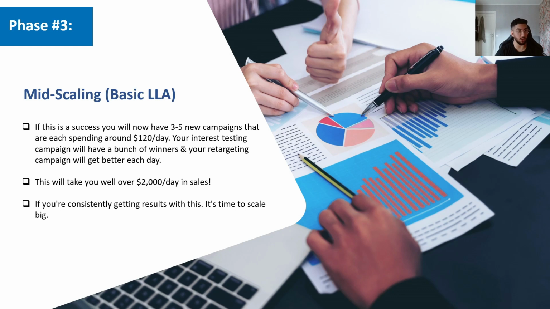So here, mid scaling, if this is a success, you will now have 3 to 5 new campaigns that are each spending over $120 a day. Your interest testing campaign will have a bunch of winners, and your retargeting campaigns will get better each day. This will take you over $2,000 a day in sales, guys, easily, in no time, after 5 days, let's say 4 days. If you are consistently getting results with this, it's time to scale big.